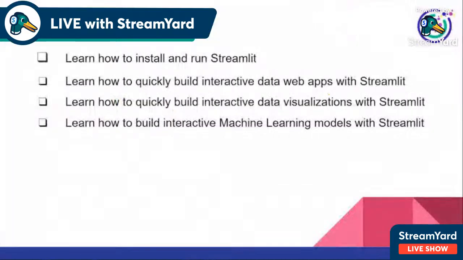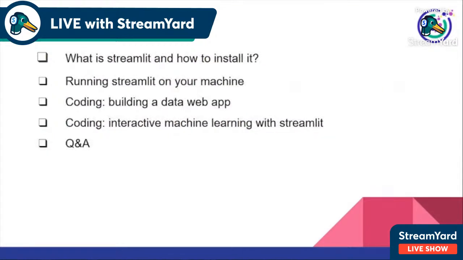Okay, so the learning objectives are to learn how to install and run Streamlit, learn how to quickly build interactive data web apps with Streamlit, learn how to build interactive data visualizations with Streamlit, and learn how to build interactive machine learning models with Streamlit. Okay, so these are the learning objectives of this section, and this is our agenda.